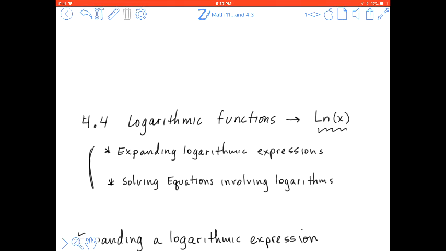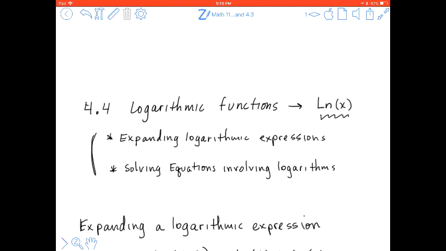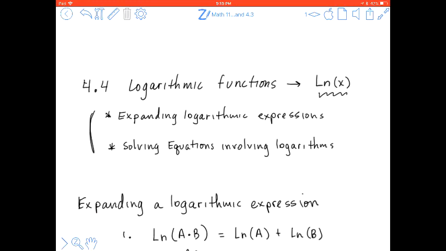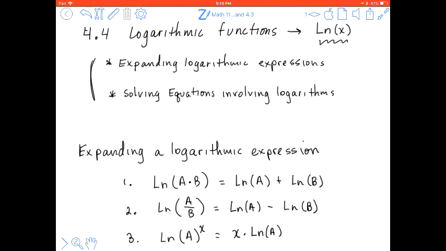So when we are expanding a logarithmic expression, what we're going to start with is a single logarithmic expression, a logarithm of a term, and we're going to expand that using these three properties. First one's called the product property. Product meaning multiply. When you're taking the logarithm of an expression that involves a product, a times b, then you can expand that into several logarithms using a plus sign.